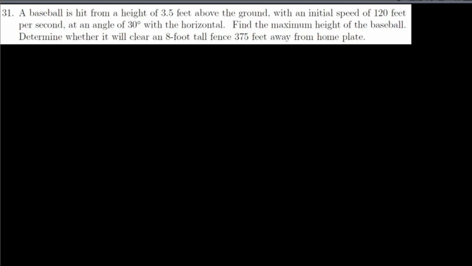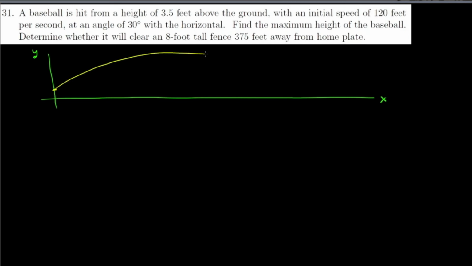All right, and finally the last two. So number 31, a baseball is hit from a height of 3.5 feet above the ground with an initial speed of 120 feet per second at an angle of 30 degrees to the horizontal. So yeah, just draw the picture here. Here's the horizontal, that's x, this is y. 3.5 feet above the ground, let's say right here, and 30 degrees, right? It's going to do this.